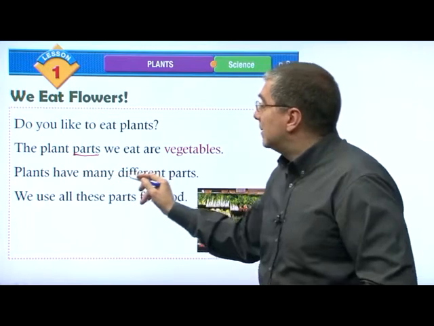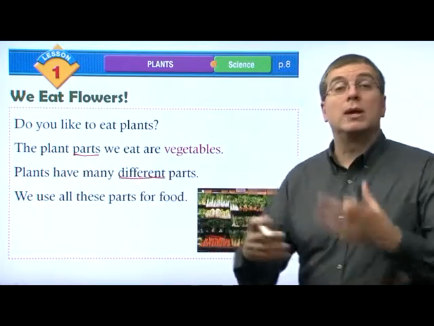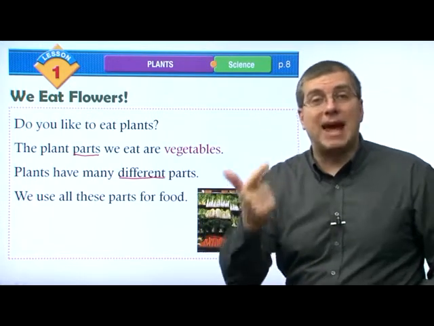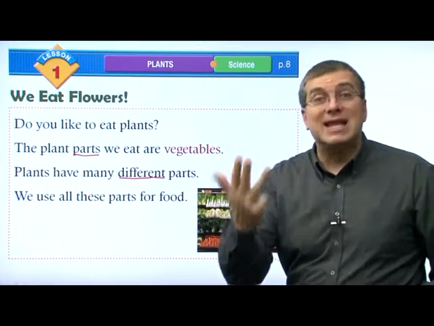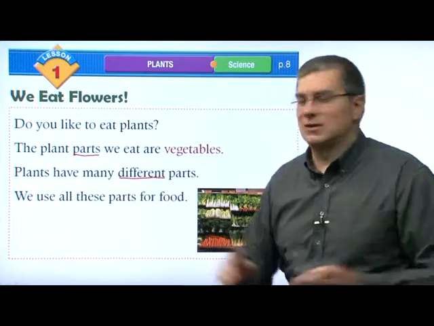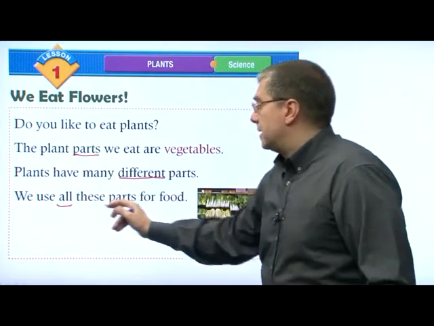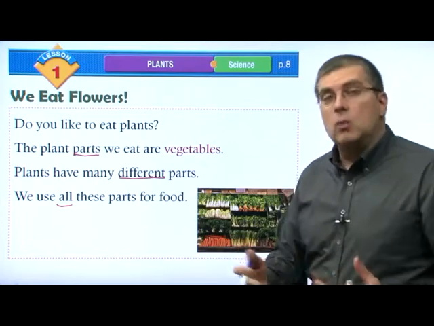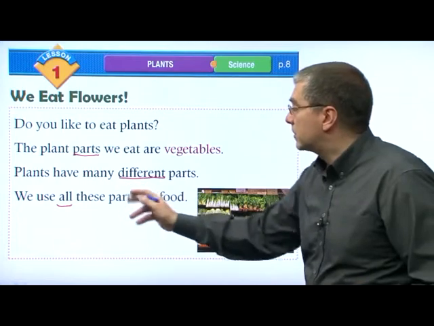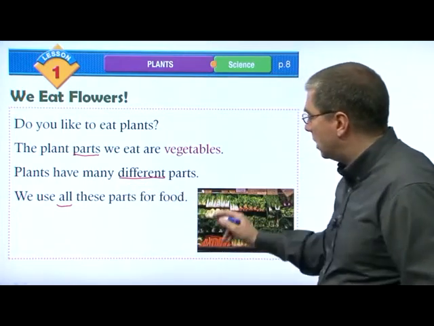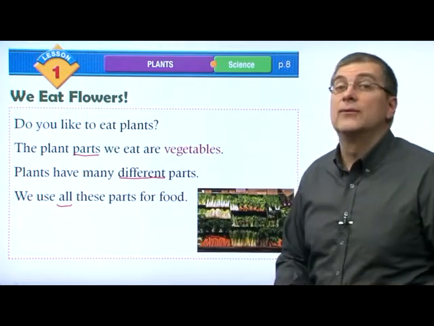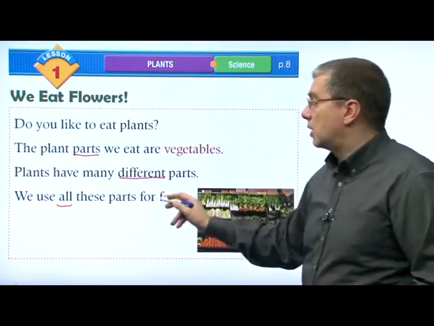Plants have many different parts. Of course, we learn the words. Many different parts: roots, stem, flowers, leaves, seeds. Wow! We use all these parts for food, sometimes, right? In the grocery store, you can buy plants. You can use those plants for food.